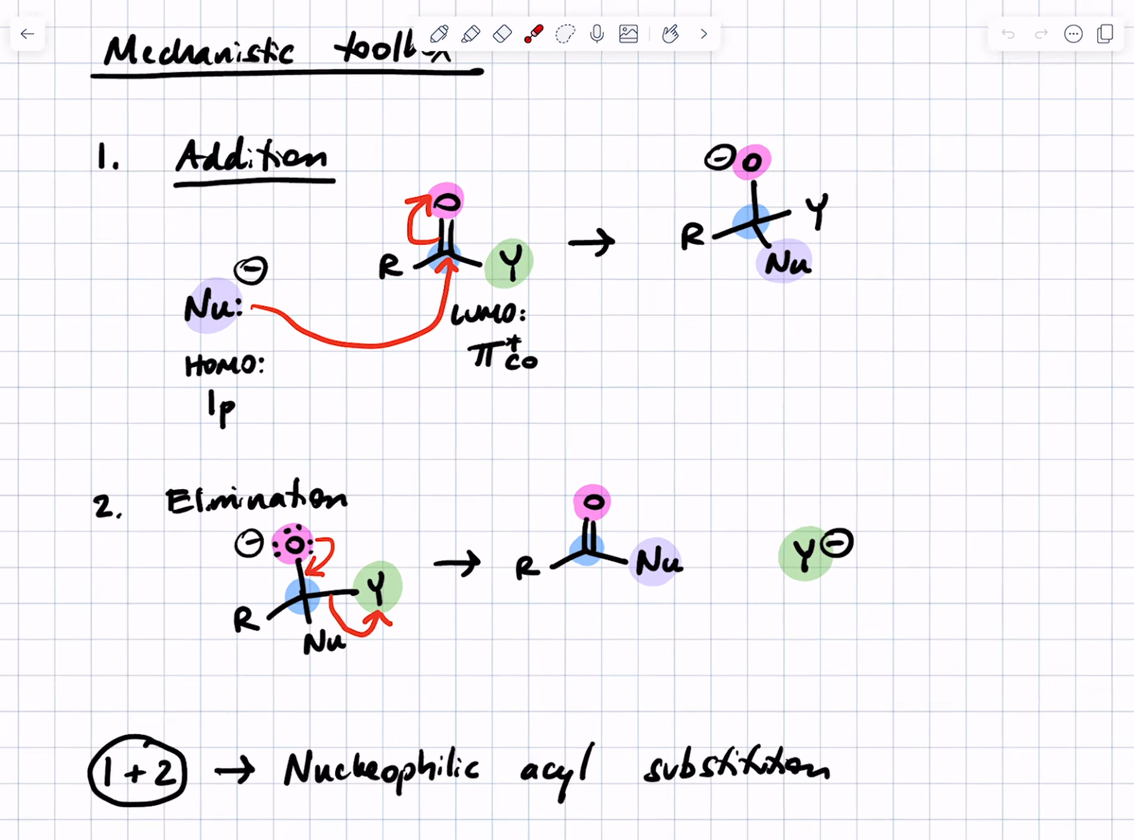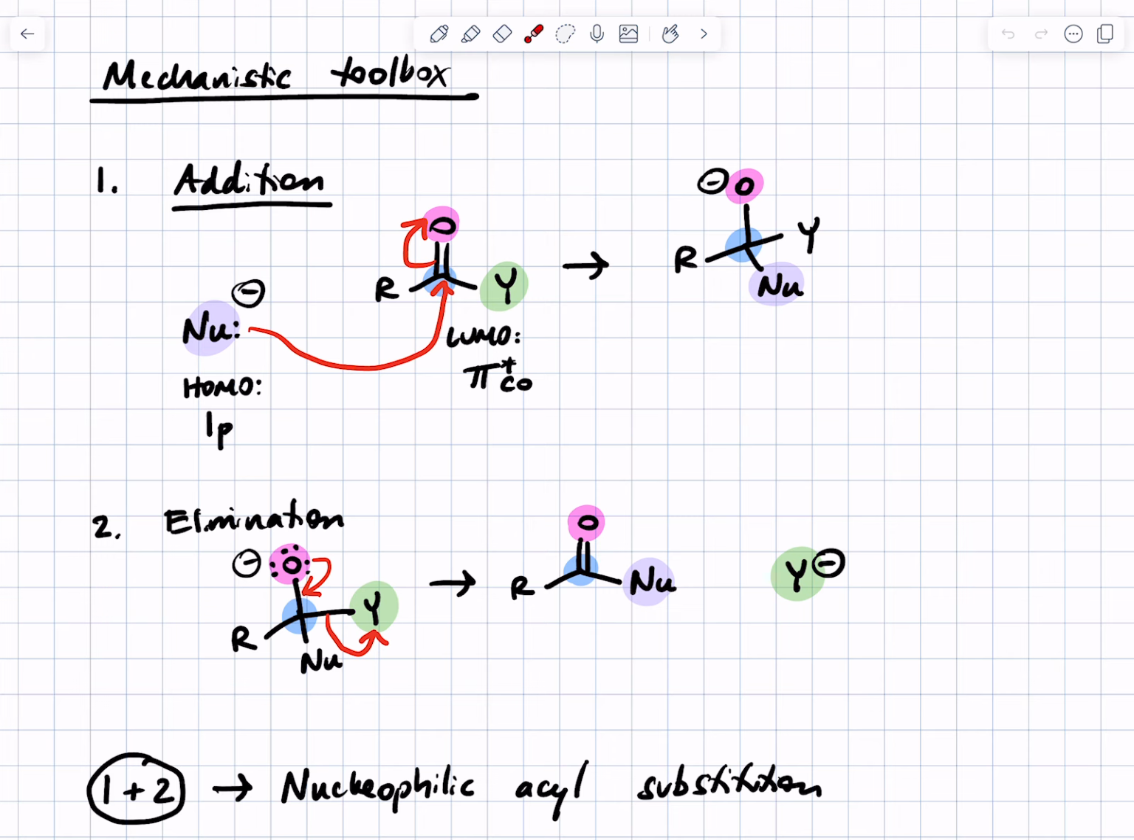For example, a classic one is addition to a carbonyl carbon to give you a tetrahedral intermediate. Nucleophile lone pairs, which are the HOMO, attack the LUMO, which is the pi star at the carbonyl carbon, break the pi bond, and get this tetrahedral intermediate.